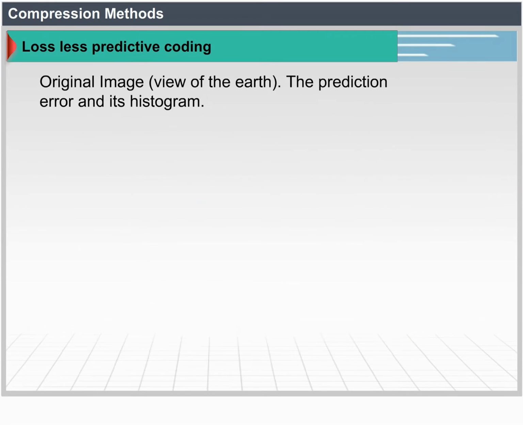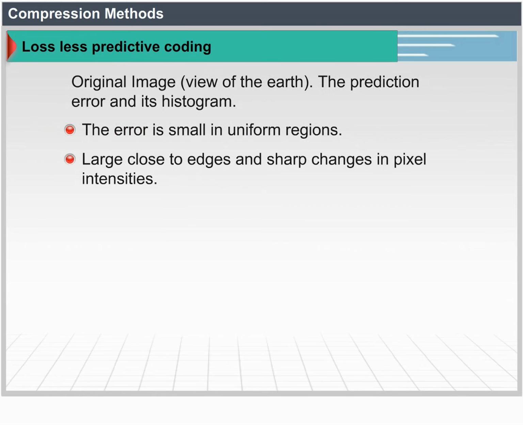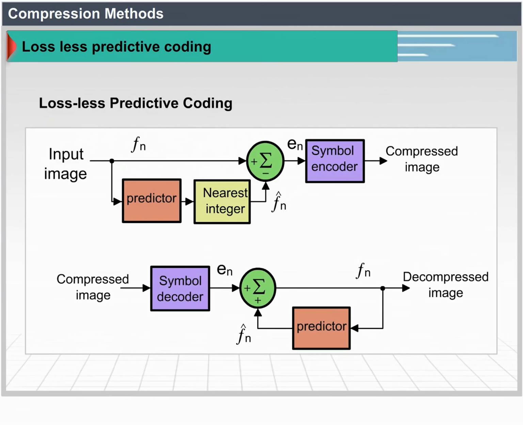Original image view of the Earth, the prediction error and its histogram. The error is small in uniform regions, and it is large close to edges and sharp changes in pixel intensities. The block diagram for lossless predictive coding is now seen.